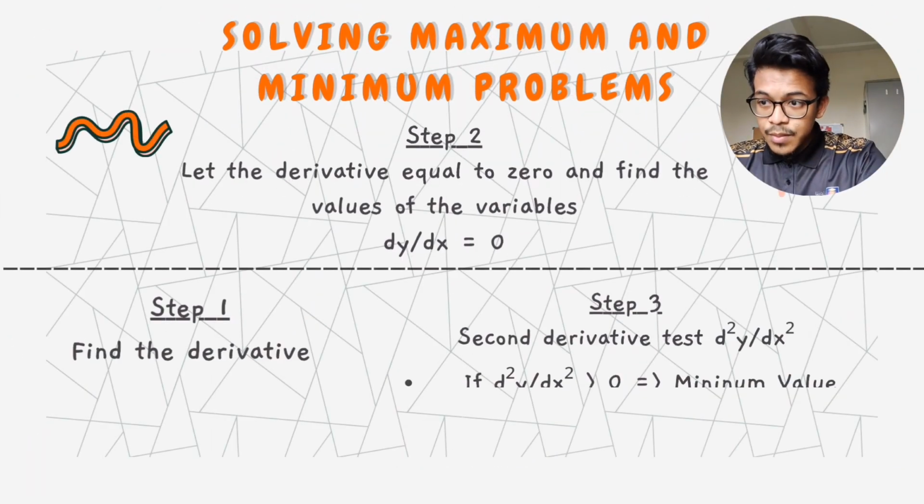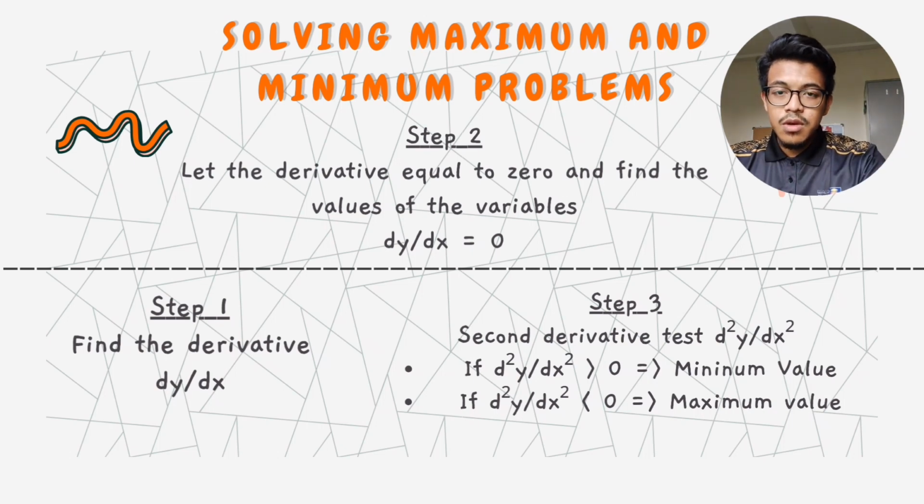Here are 3 steps on how to solve maximum and minimum problems. The first step is to find the derivative dy over dx. The second step is to let the derivative equal 0 and find the values of the variables, dy over dx equals 0. And the last step is the second derivative test, d2y over dx2.